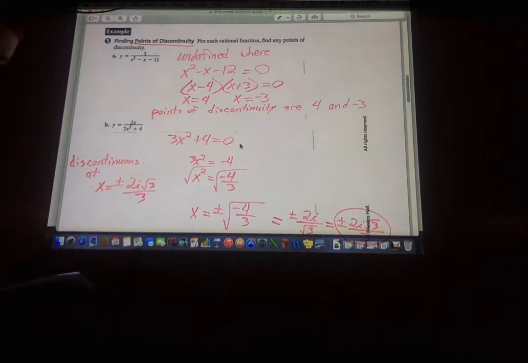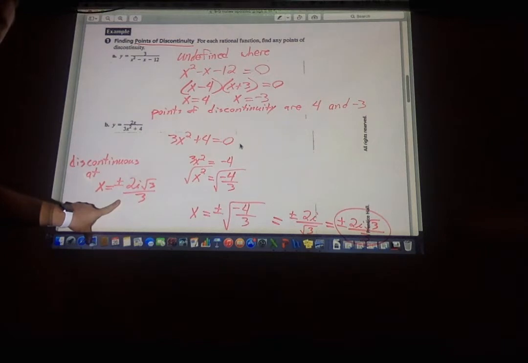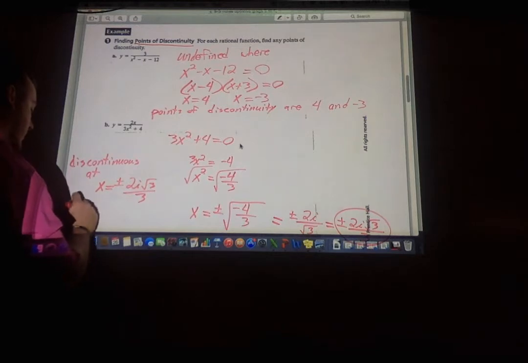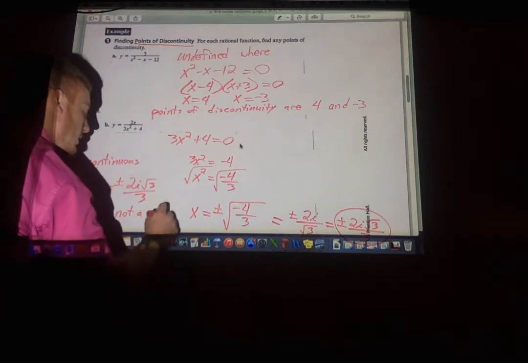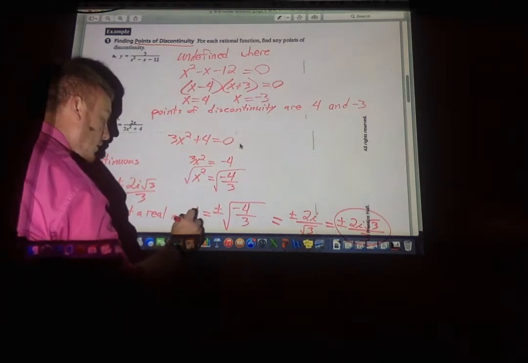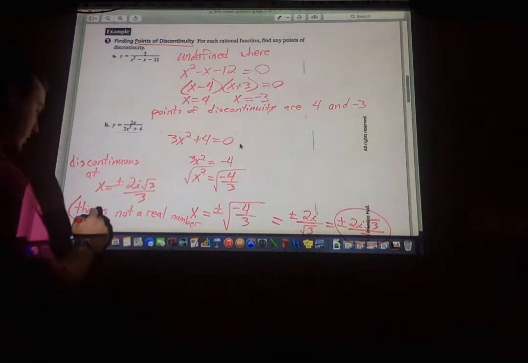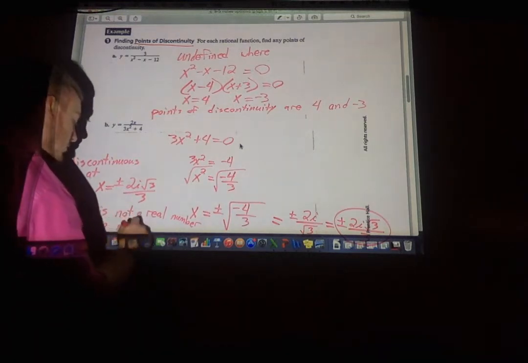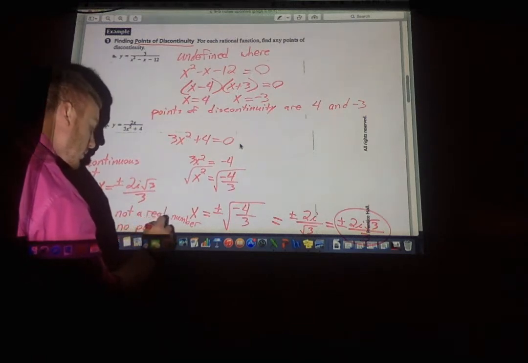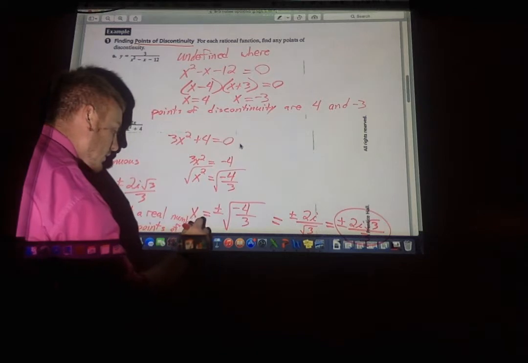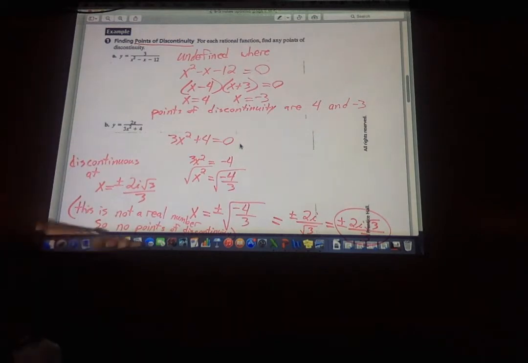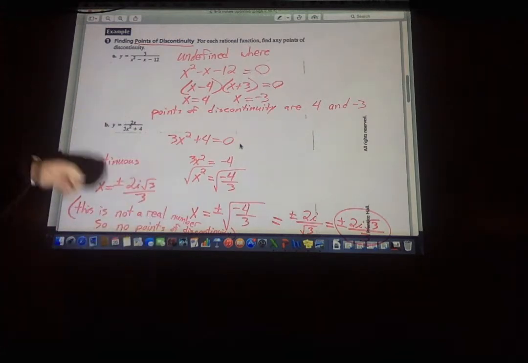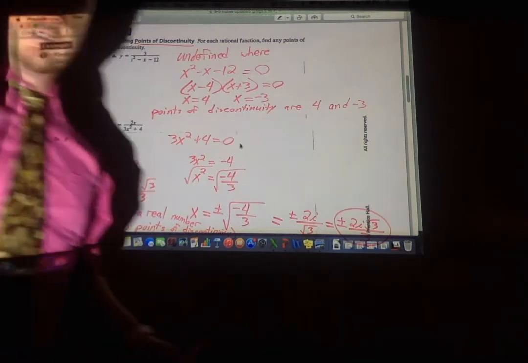Okay, but the question is, can I draw that on my graph? On a regular graph, no, I cannot. So this is not a real number, so no points of discontinuity. Okay, so there's no points of discontinuity because the only ones that we could possibly get are imaginary. All right, so there's example 1.